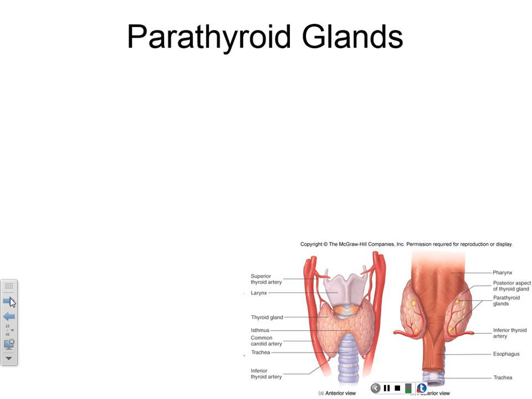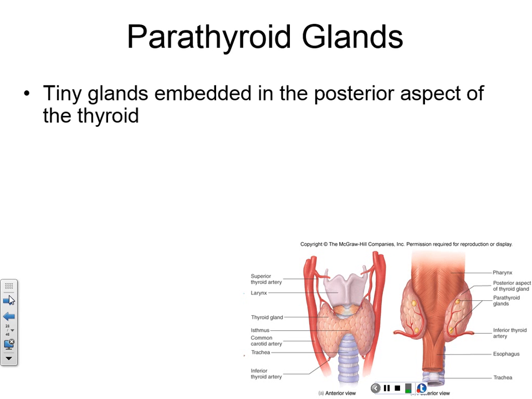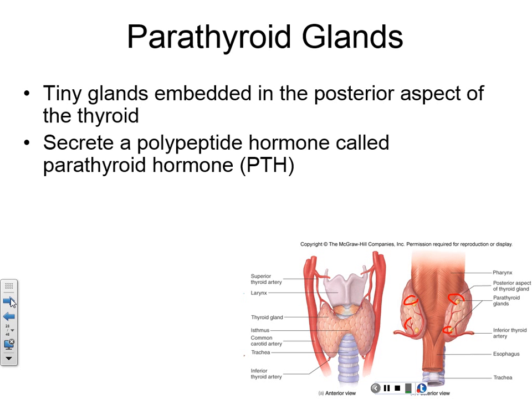Okay, so parathyroid hormone, parathyroid gland. These are the tiny glands, and they're at the back. You see, 1, 2, 3, 4, in the posterior aspect of the thyroid. And there is parathyroid hormone. How easy can that be?